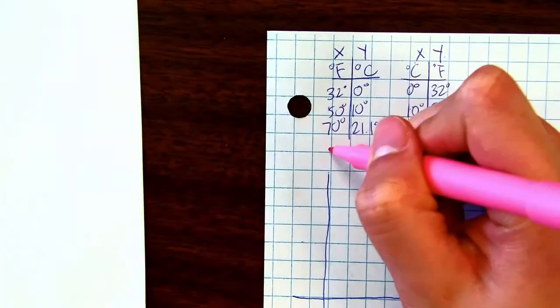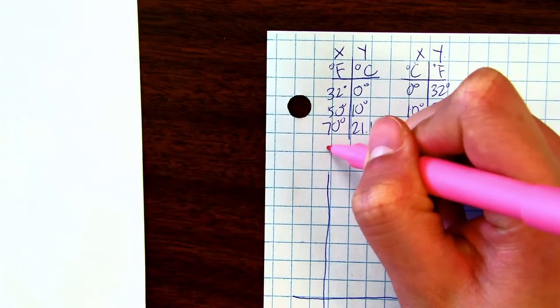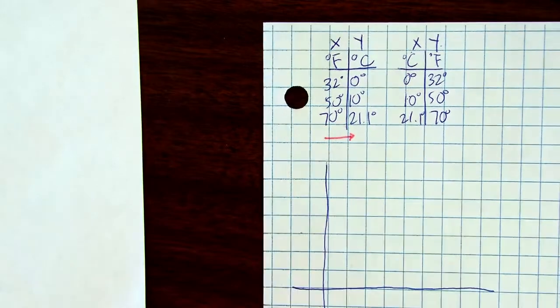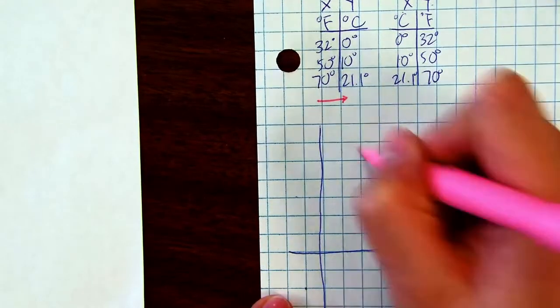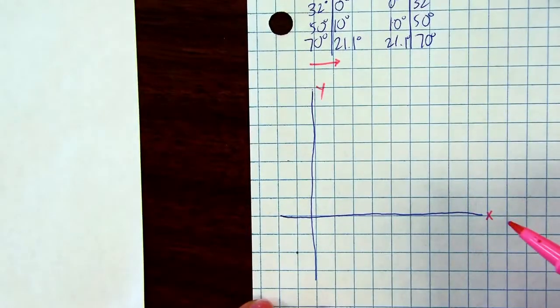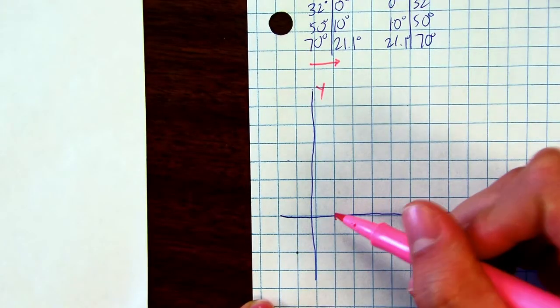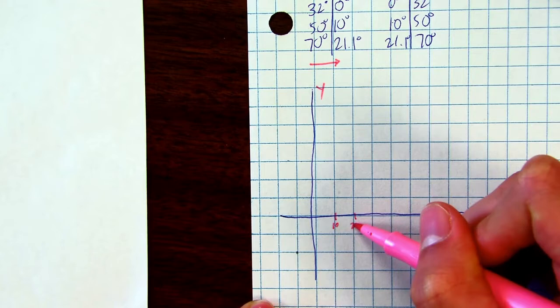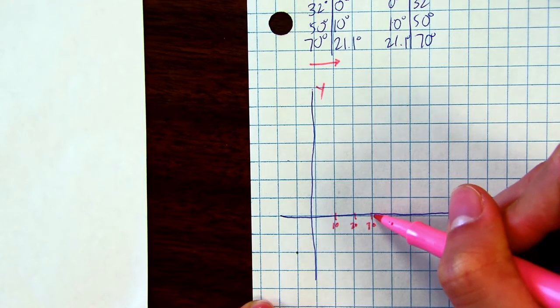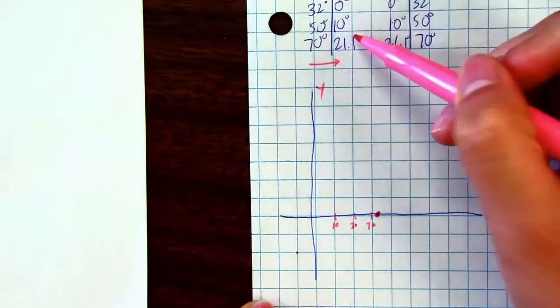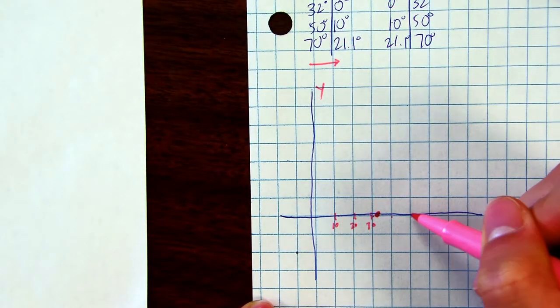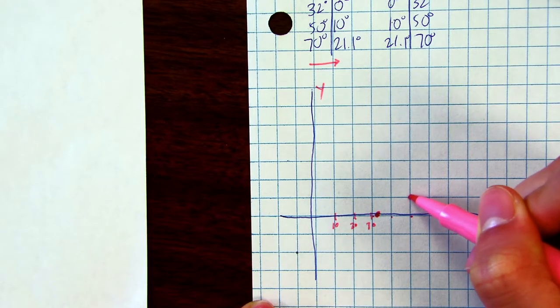So here is Miss Twants going from Fahrenheit to Celsius. And I have the point 32, 0. So this is x, this is y. And 32, 0 would be here. If I label this as 10, 20, and 30, then 32, 0 will be approximately here. Here's my first point. And then my second point would be at 50, 10. So 1, 2, 3, 4, 5, and 10 degrees up.